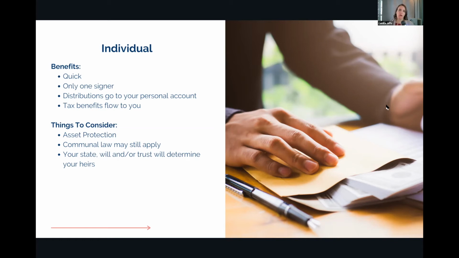Also, communal law could still apply. Although you are invested as an individual, say you're married and you're investing as an individual, you're not going to put your spouse on there. And that's fine. I have a lot of investors who do that. But just keep in mind that if you were to pass, then depending on the state that you live in, communal law could apply, meaning that your spouse would have right to your investment that you made.